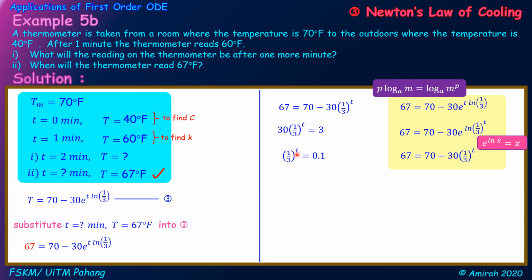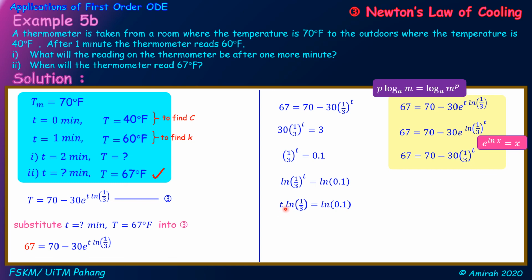To find t, which is an exponent, what should we do? We need to put ln on both sides. Why must we put ln on both sides? Because t here is an exponent, so we can use this formula. From this formula, we can write the exponent t in front, using the properties of indices. From m to the power of p, we also can write p times in front.